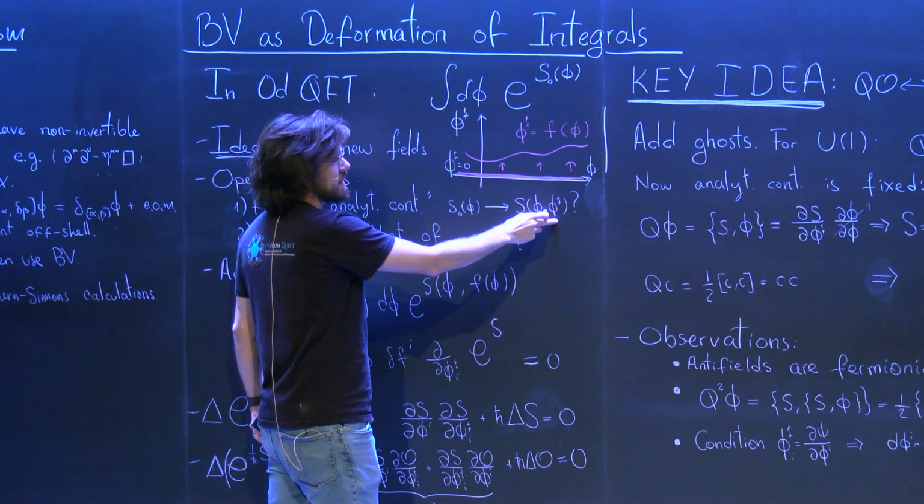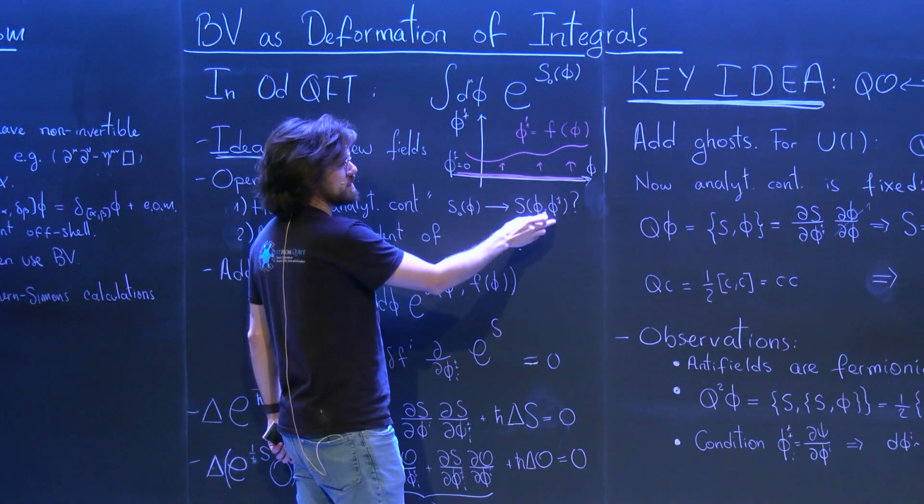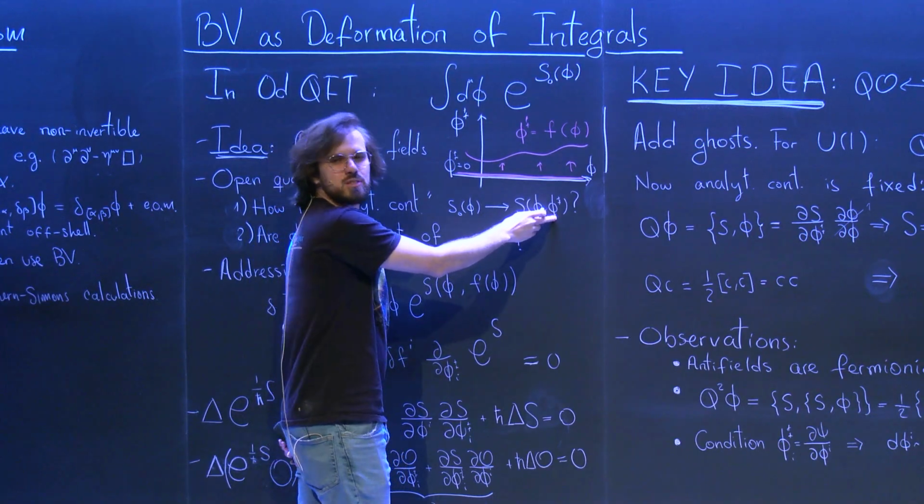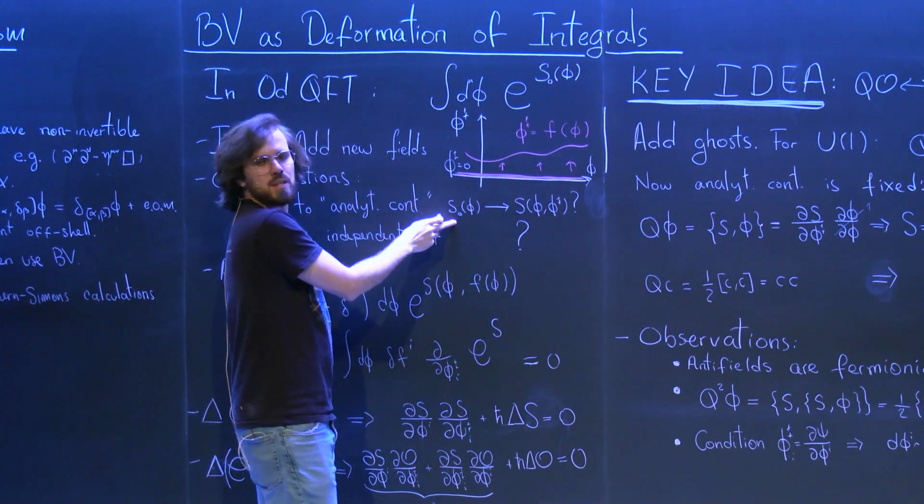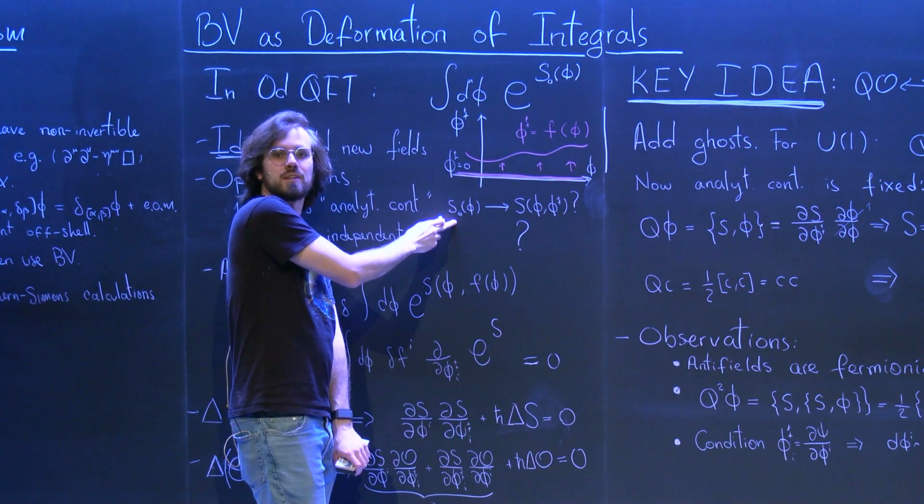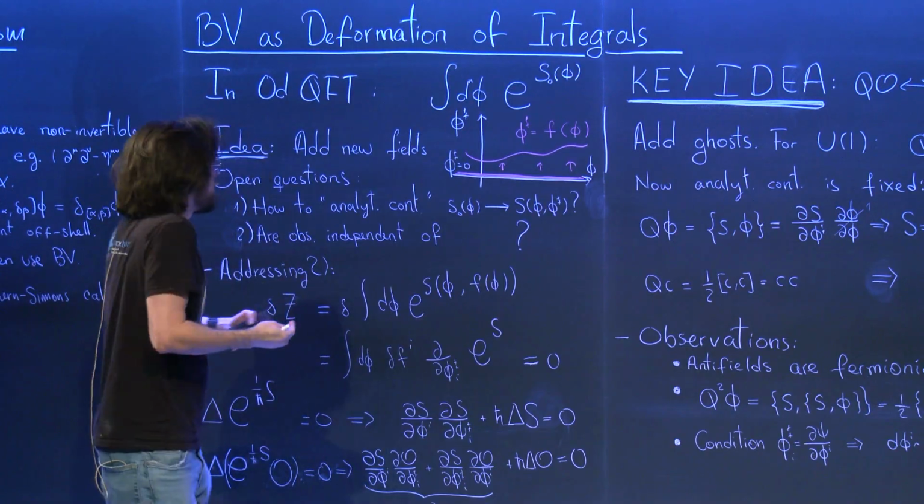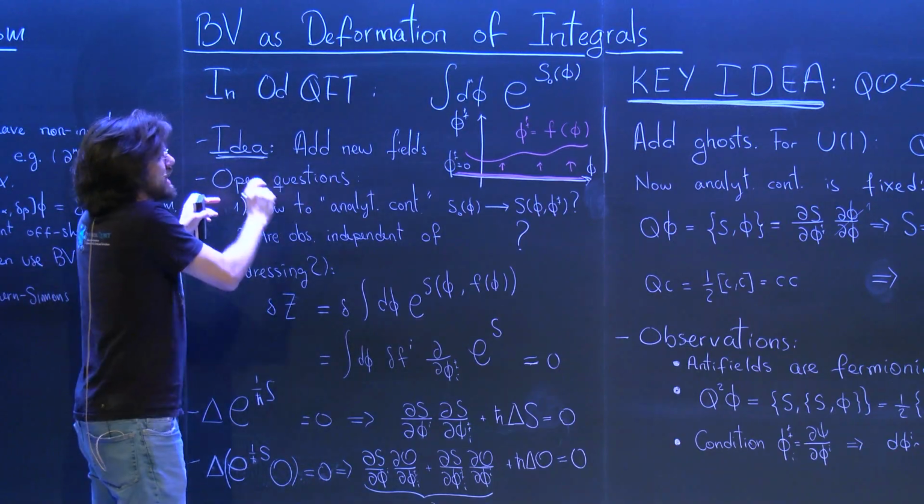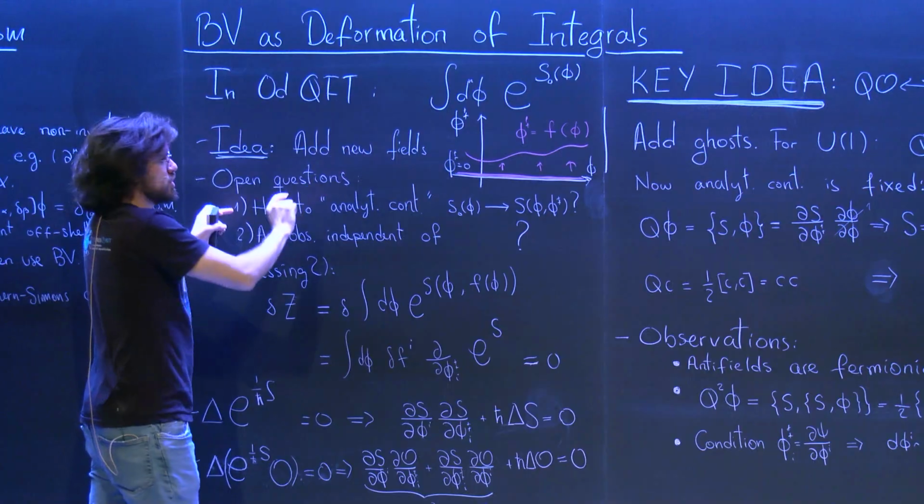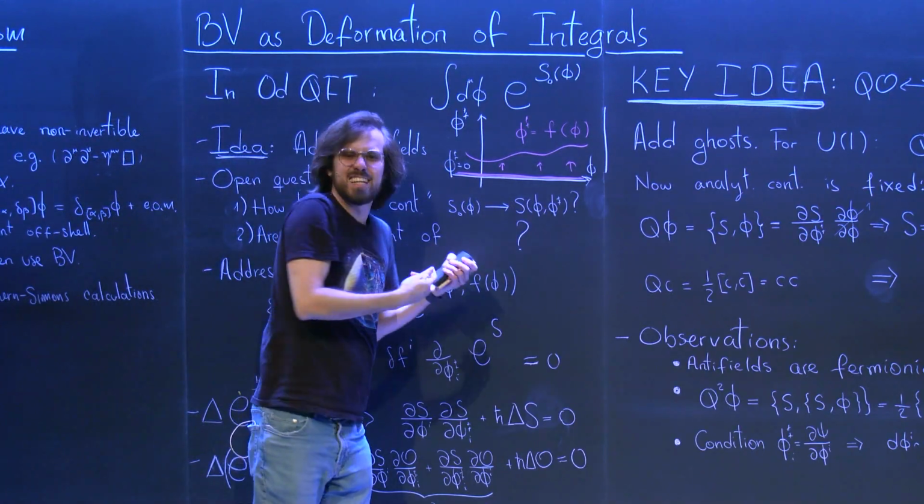Of course, this dependence should be such that when I set the anti-fields to 0, I should recover my original action, the original dependence on the original fields. So that is, well, one open question. If we are to do this extension, how do we extend our action?